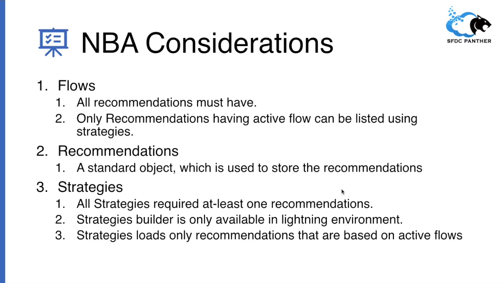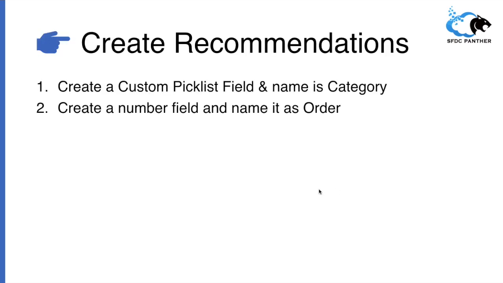So now let's quickly talk about how we can create the recommendation. We will see how we can enable it, and then how to get this recommendation object if it is not available in the environment. And then we need to create one custom picklist field, that is Category, and also a number field, that is Order, so that we can order our recommendations based on this number field, and we can also do some group by with the help of the Category field. So let's quickly see how we can do that.